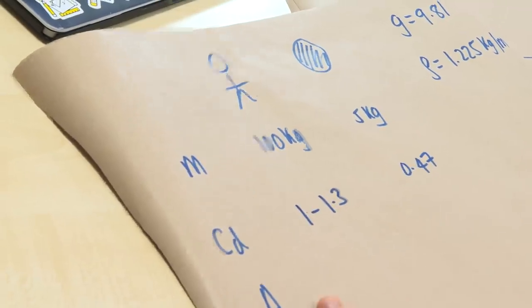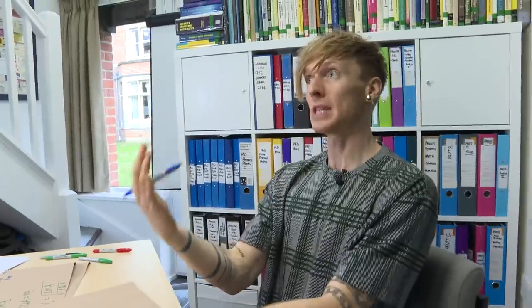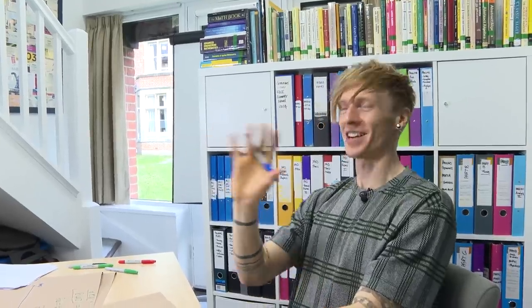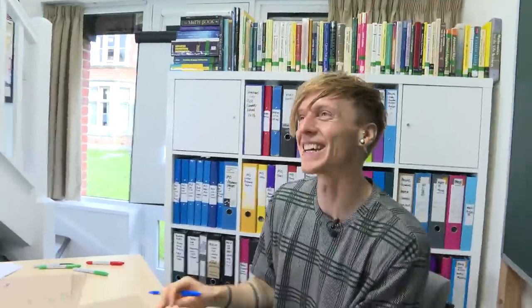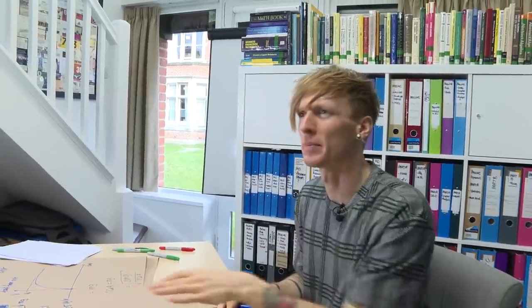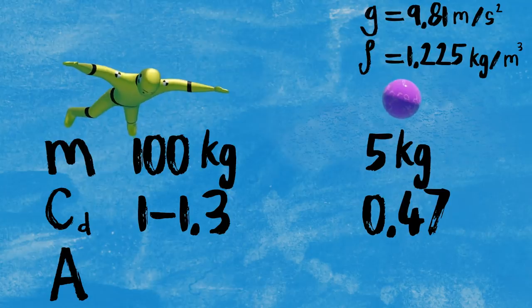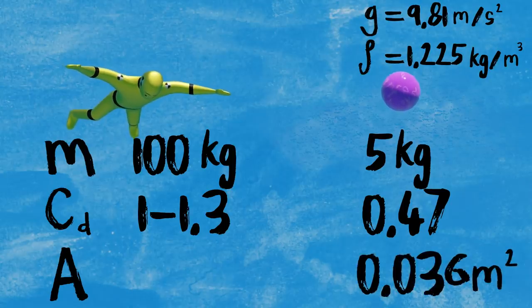Now, the area. The bowling ball is a sphere. As it's coming towards you, its 2D projected area will be a circle. It's the projection of the sphere into 2D. So it's not that hard to visualize. You've drawn one. Right. So the area is just going to be pi times the radius squared. The radius for a bowling ball is, I think, 11 centimeters for a standard one. So the area is going to be 0.036 meters squared. So it's quite a small area.